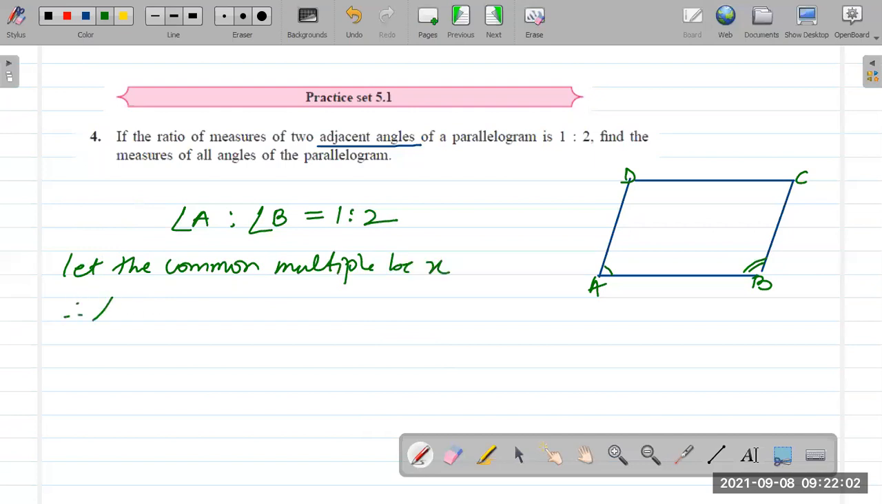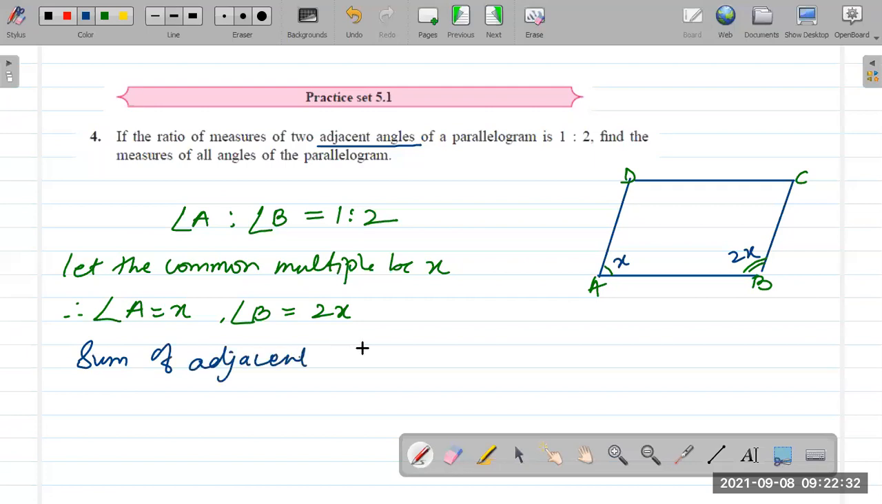Therefore, what can we say about angle A? Angle A is x. And what is angle B? That is 2x. Okay. So just check. We can label it here. A is x and B is 2x. But also we know that opposite angles are equal, isn't it? So opposite angles are equal. And we also know that sum of adjacent angles is 180 degrees. So sum of adjacent angles is 180 degrees.